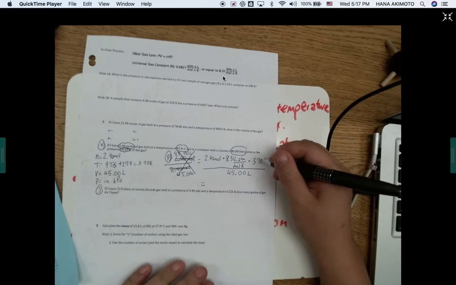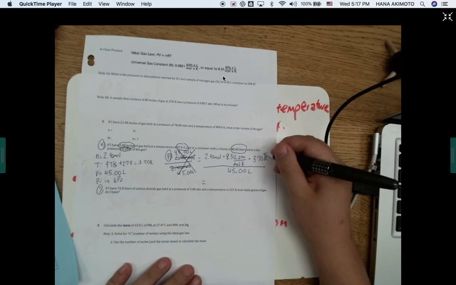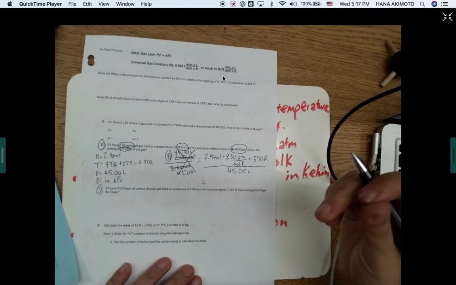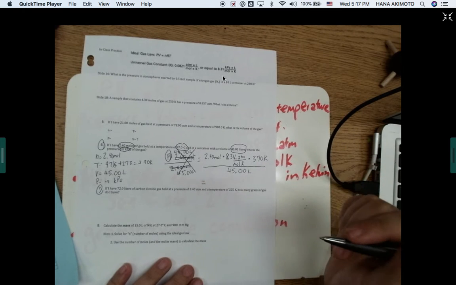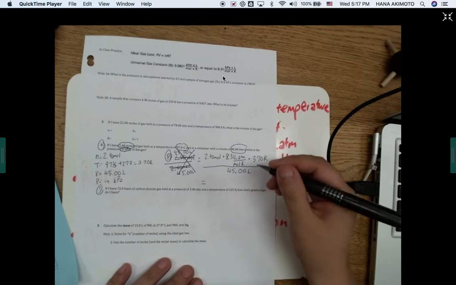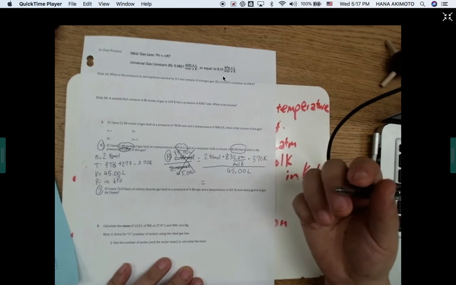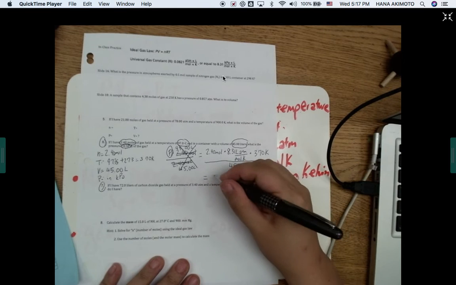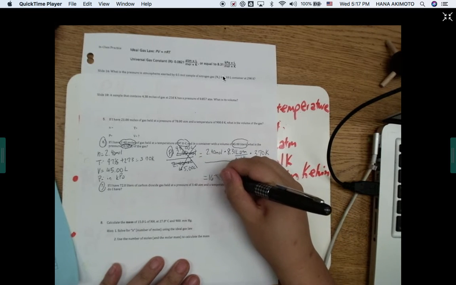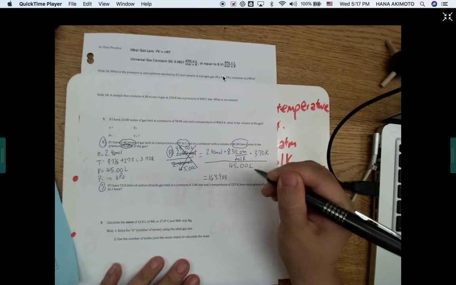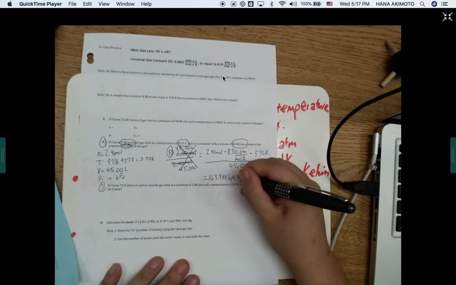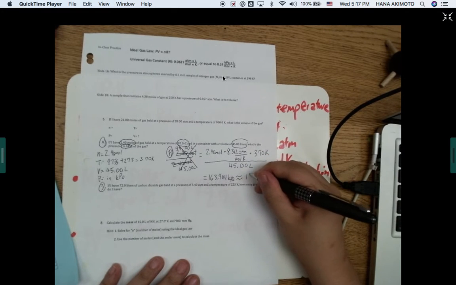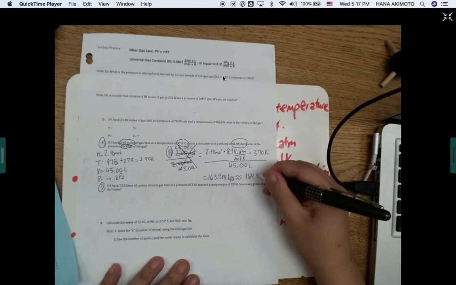I could do 3.70 times 10 raised to the 2 if I want to, but I'm just going to go ahead and tell you that 3 significant figures is the least amount. Okay, so if I want 3 significant figures, it's equal to 163.984 kPa. If I'm rounding significant figures, that's going to be equal to 164 kPa.